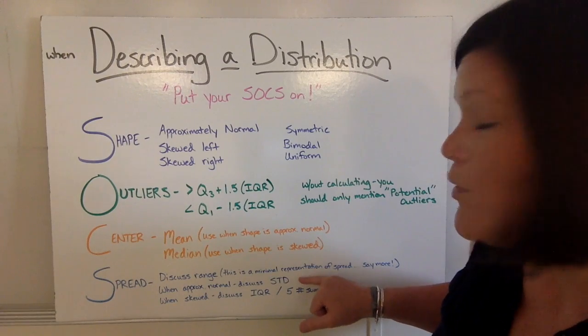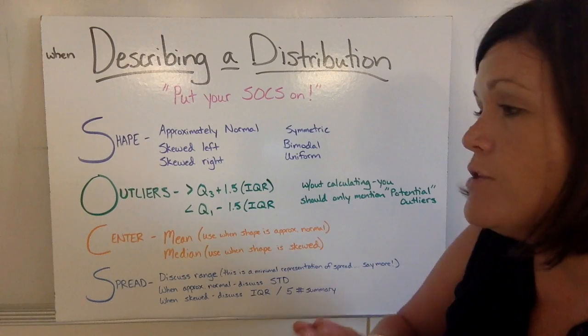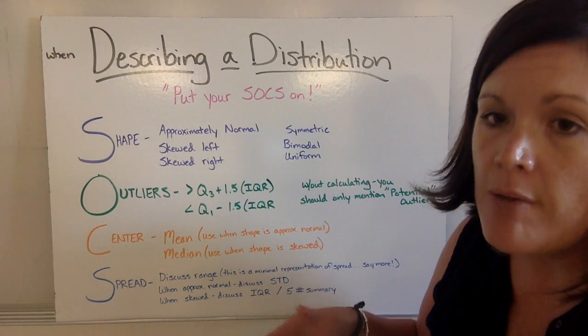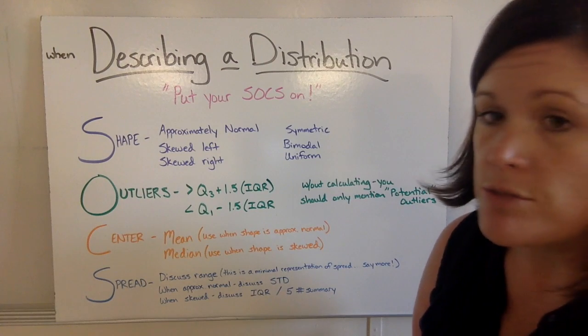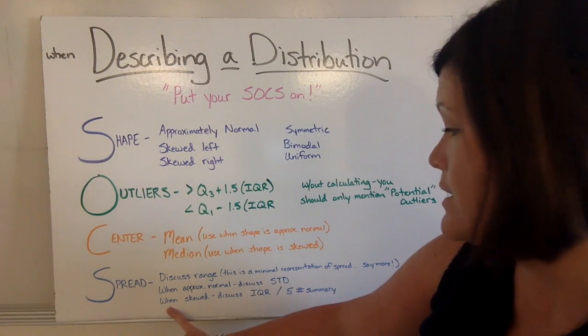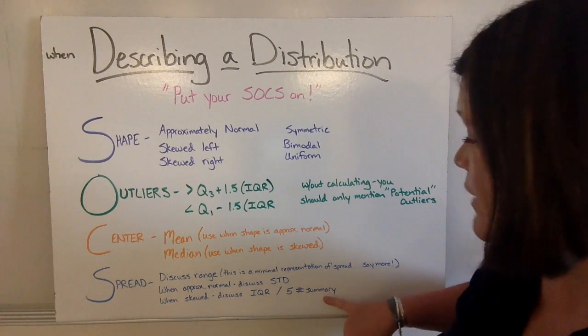And remember, you don't have to have all your data points in order to find standard deviation. You can sketch over a histogram and estimate standard deviation based off of what you know about a normal distribution curve. When your data is skewed, you can discuss the interquartile range, the IQR, or the 5-number summary.